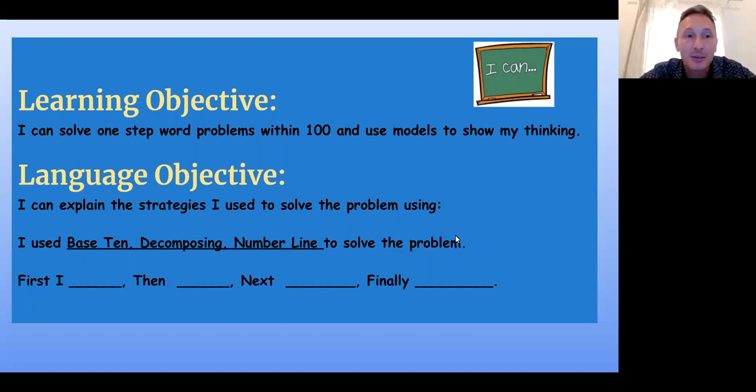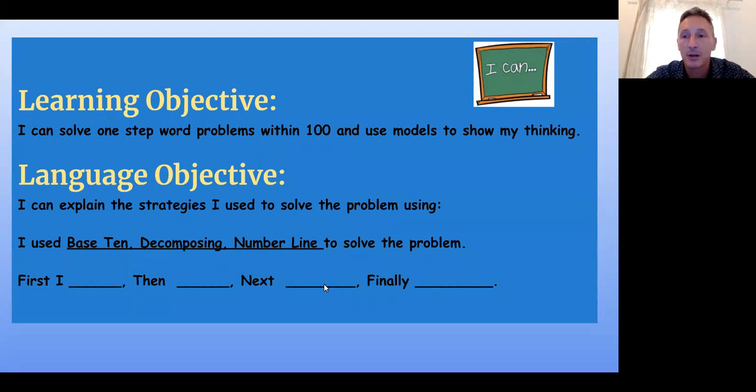We're going to be continuing with our word problems, and your learning objective here is I can solve one-step word problems within 100 and use models to show my thinking. Your language objective is I can explain the strategies I use to solve the problem using base 10, decomposing, or your number line. And then you can explain first I, then next, and finally, if you're going to show your thinking with your problems.